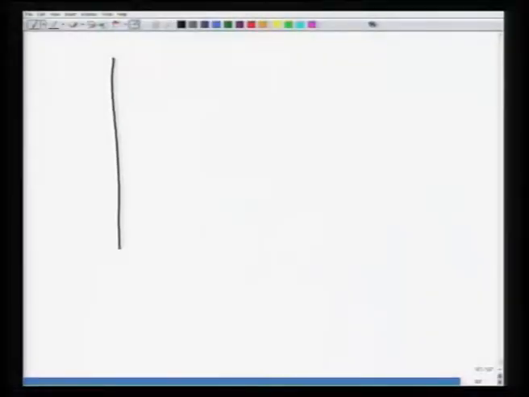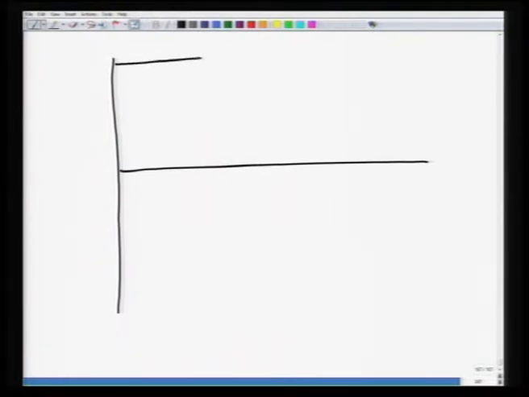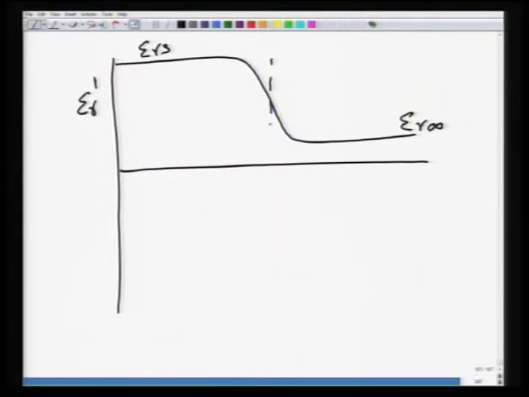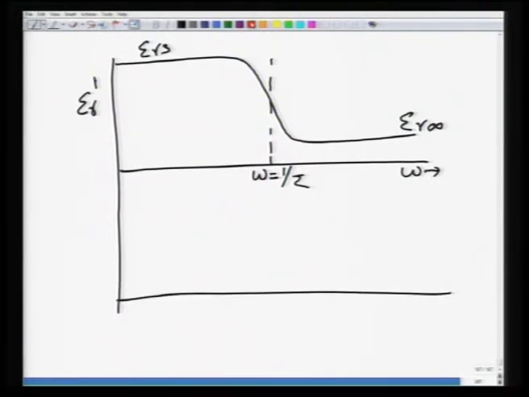So, when you plot this dielectric constant as a function of frequency, it undergoes an inflection. This is epsilon rs, this is epsilon r infinity, this is epsilon r prime, and this frequency will be omega equal to 1 over tau if the axis was omega. If you plot epsilon r double prime correspondingly, it shows a maxima at this frequency.